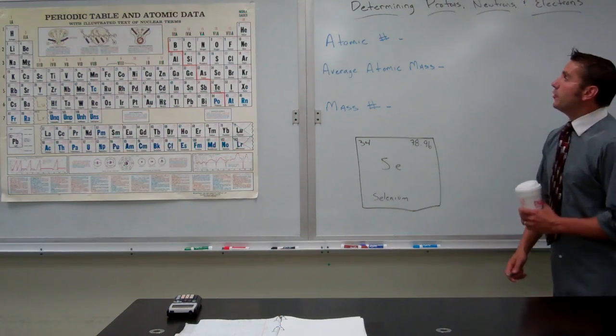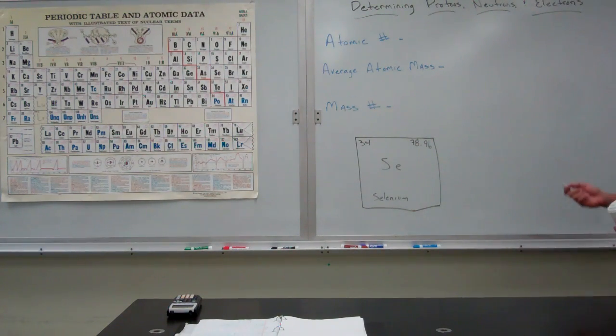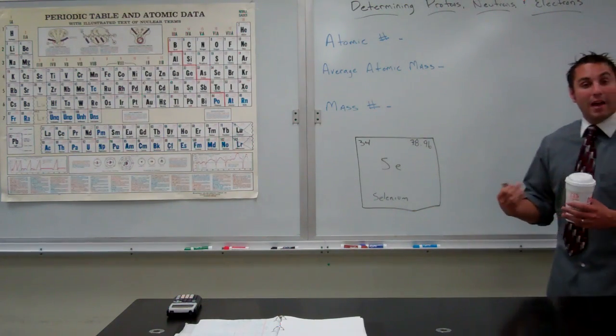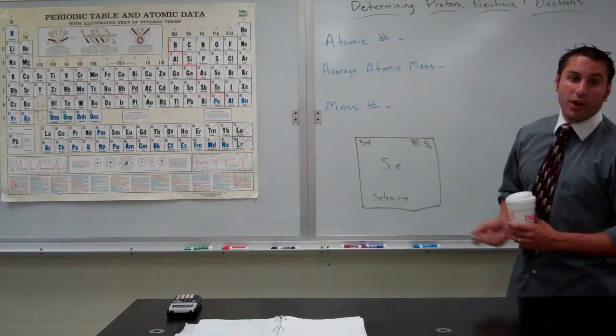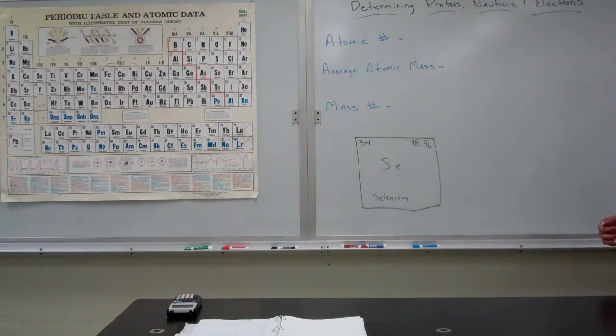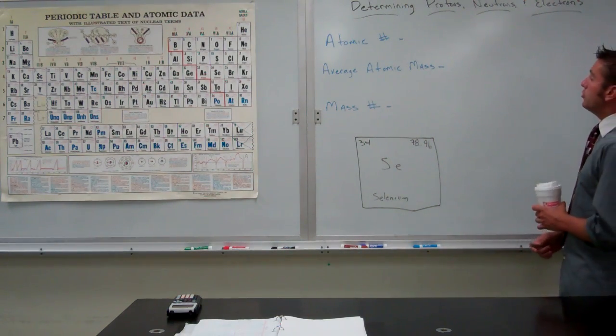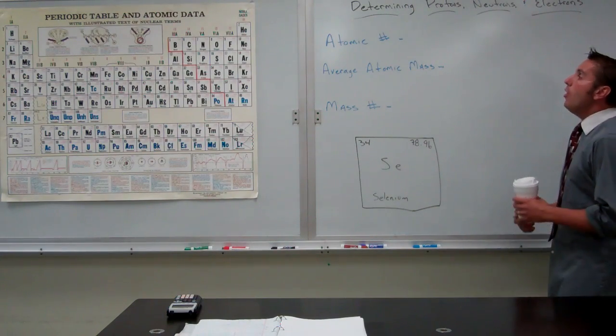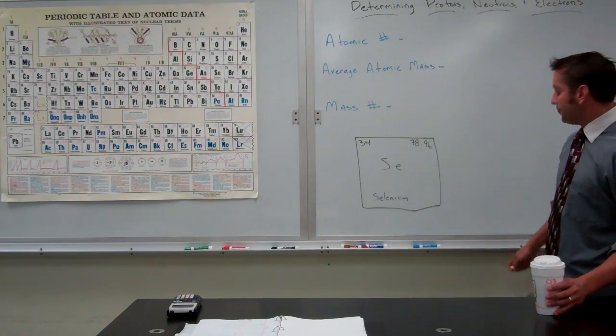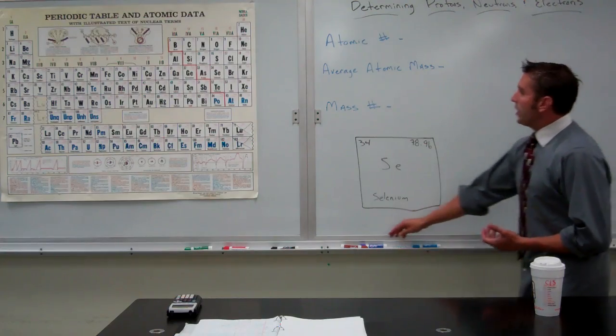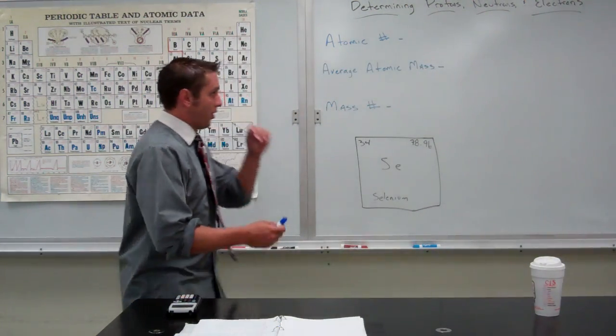As you can see from the title of this lesson, this tutorial is about determining protons, neutrons, and electrons by looking at the periodic table. If we're going to discuss how to find protons, neutrons, and electrons off of the table, there's some other terms that we need to address so that we understand what they are and that we have them in our notes.